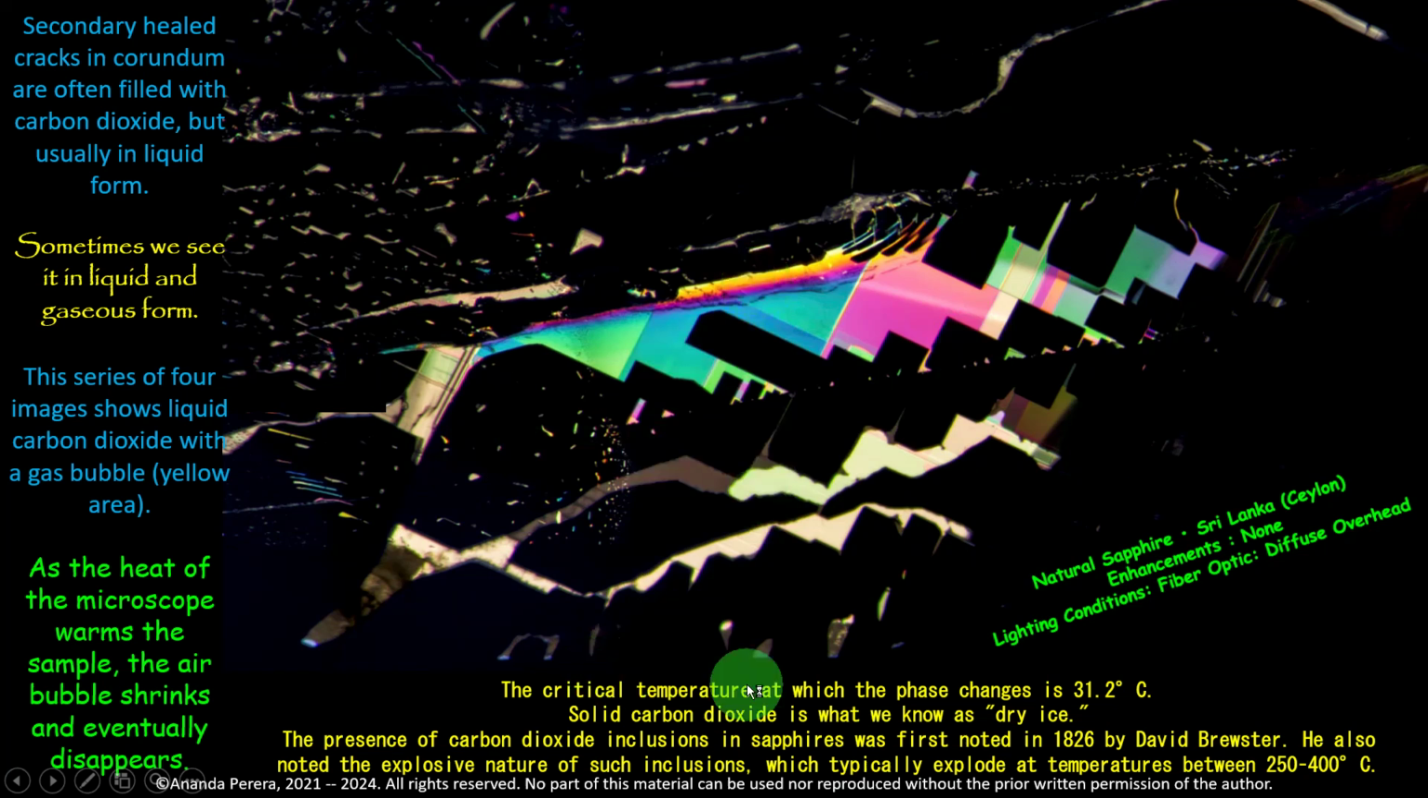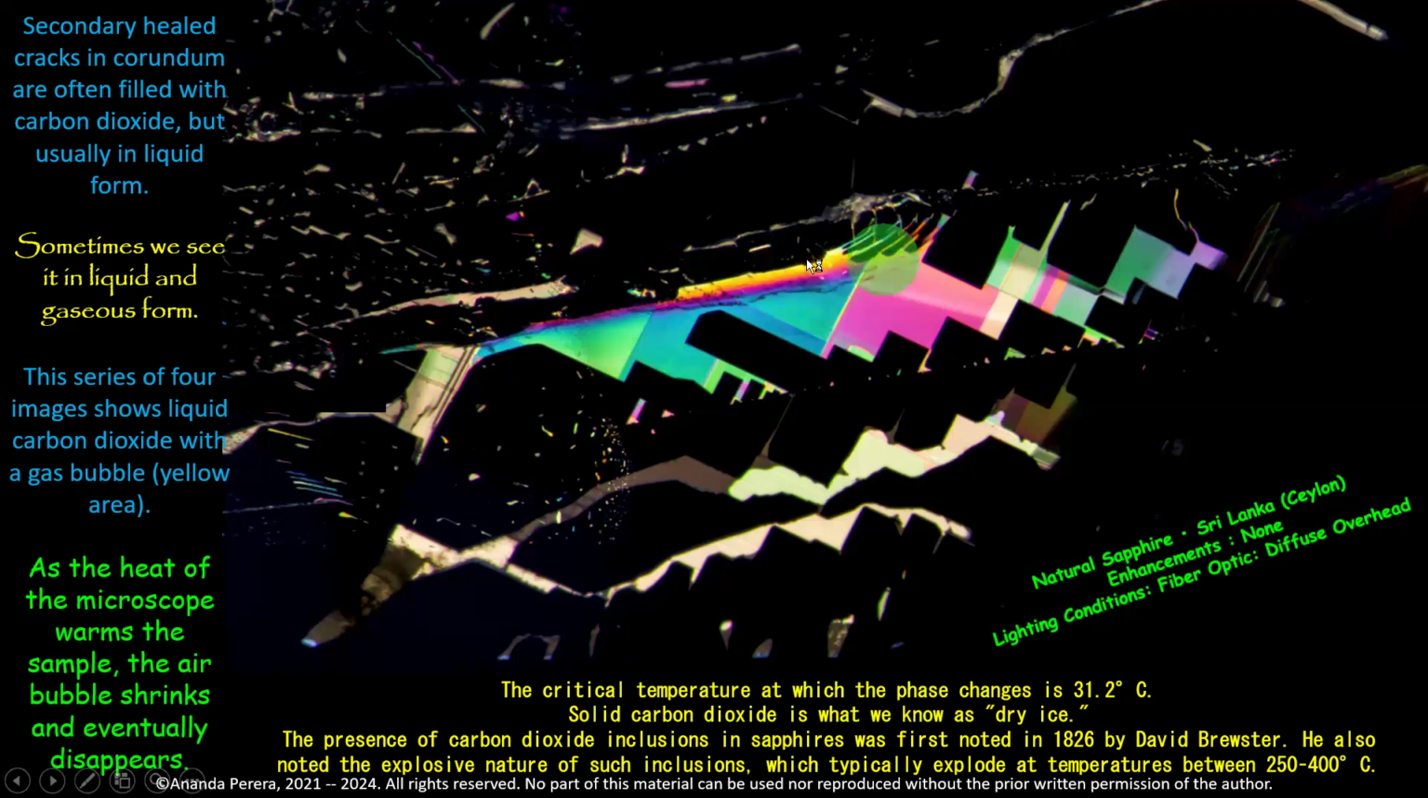The critical temperature at which the phase changes is 31.2 Celsius for the solid carbon dioxide. That solid carbon dioxide is known as dry ice, you know already. So it will change the phase into liquid after 31.2 Celsius degrees, the temperature. So this series of 4 images shows liquid carbon dioxide with a gas bubble.